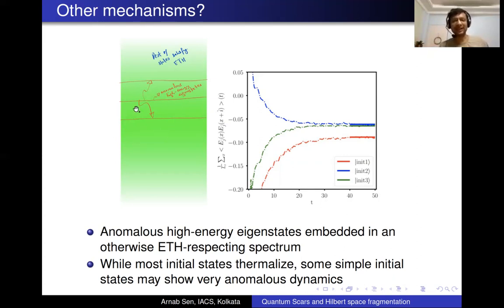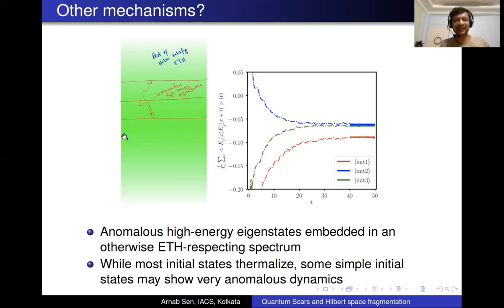Okay. They look nothing like a neighboring eigenstate here. So see, what does ETH say? ETH says that if I take an eigenstate here, and if I take a neighboring eigenstate here, because this vertical line just indicates energy, then of course neighboring eigenstates have basically the same local properties, right? Because they have basically the same energy density.